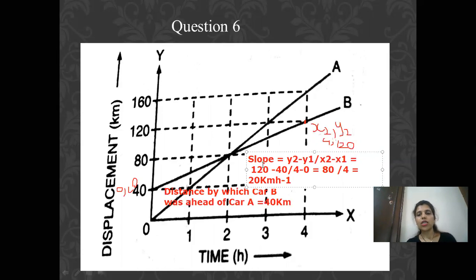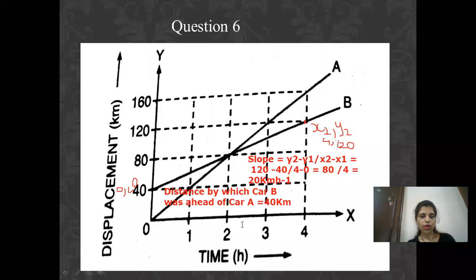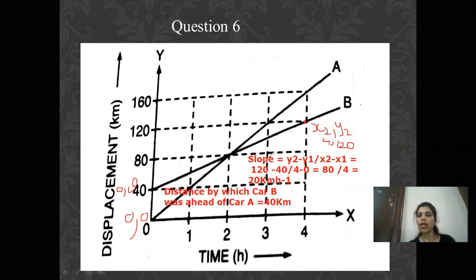Okay, children, so till here it's clear. Now you have to find the slope for A. So here you can see first x1 and y1. So 0, 0 is the coordinate. I'm directly writing over here x1, y1. And the final position of A is over here, which I'm taking as x2, y2. So x2 is 4 and y2 is 160.